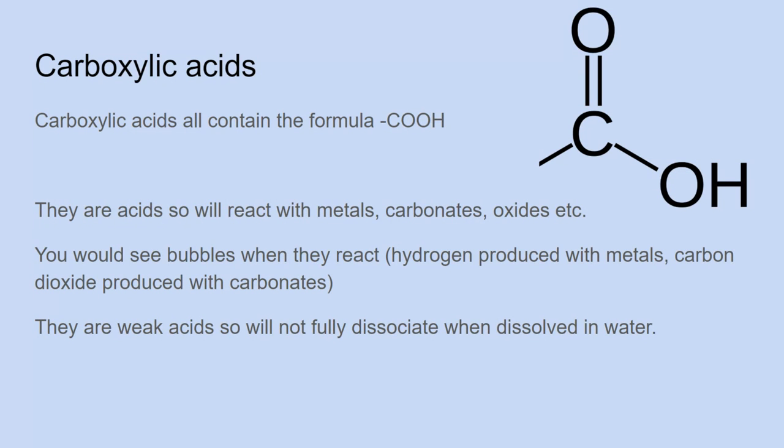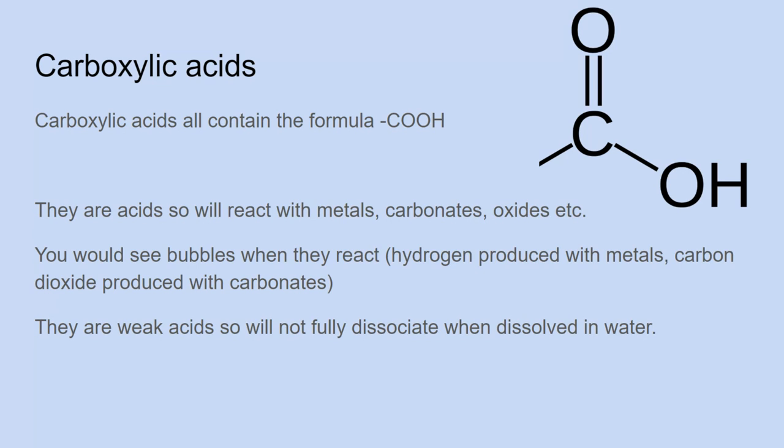So to start with, we'll say what all carboxylic acids contain. They all end in COOH, which is a carbon atom with a double bond O and an OH group. Thinking back to the alcohols group, this is our alcohol functional group, and when we add in a double bond O, we get a carboxylic acid.